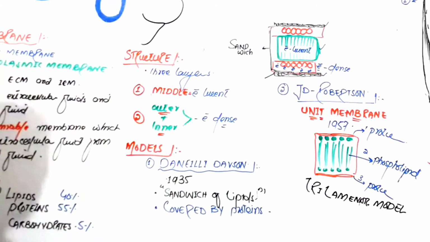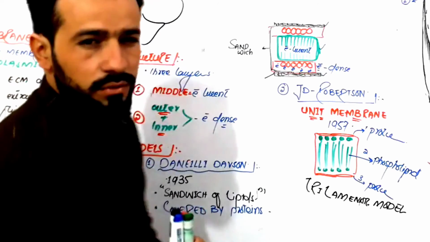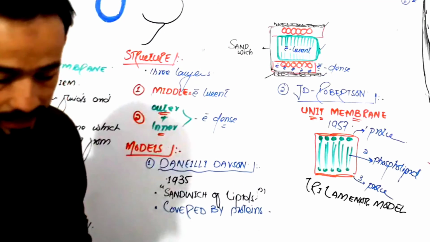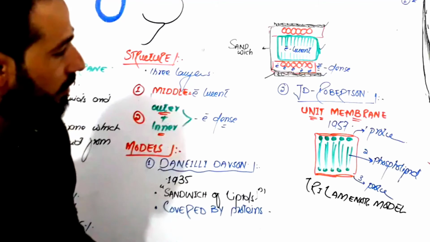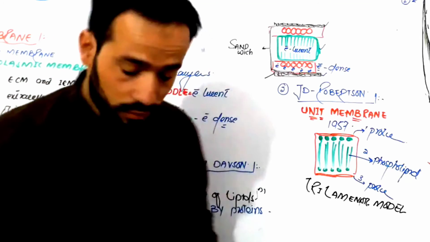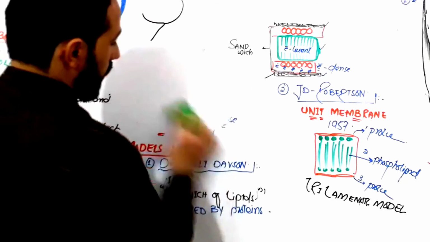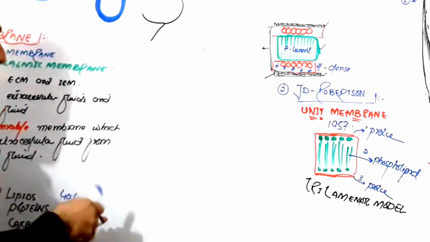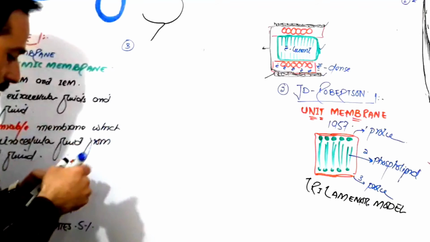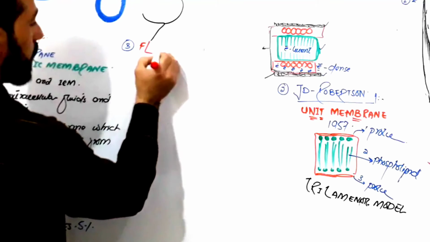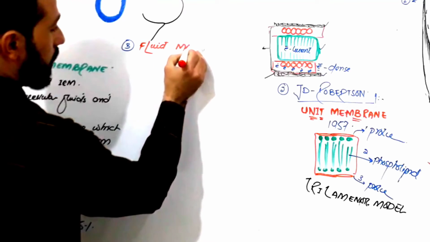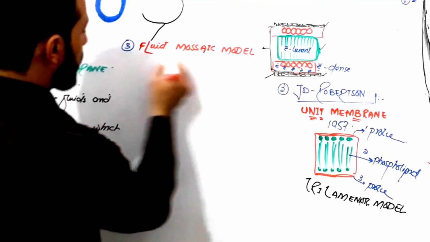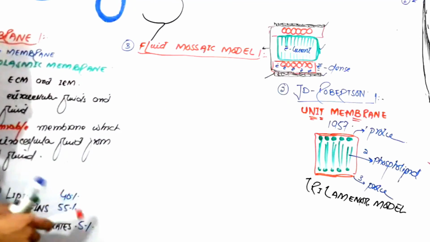Then the third and important model came, and it was presented in 1972 by S.J. Singer and G.L. Nicholson, and this model is acceptable up to now. So what is that model? Look carefully. Which model? The fluid mosaic model, the third one. It is a very acceptable model up to now. No changes have been made in this model.